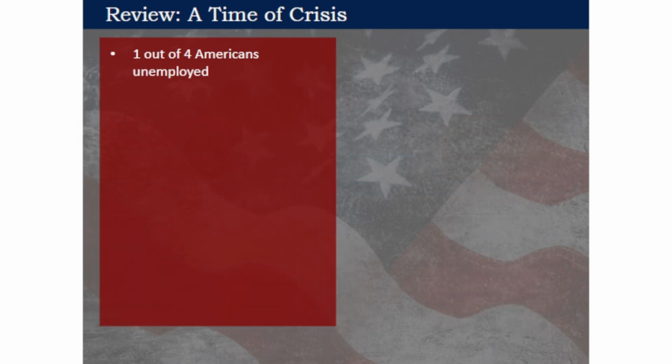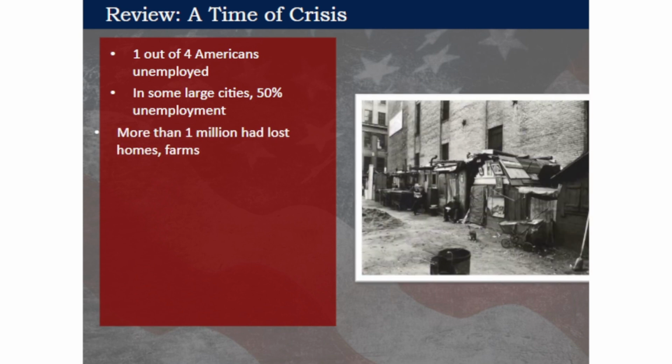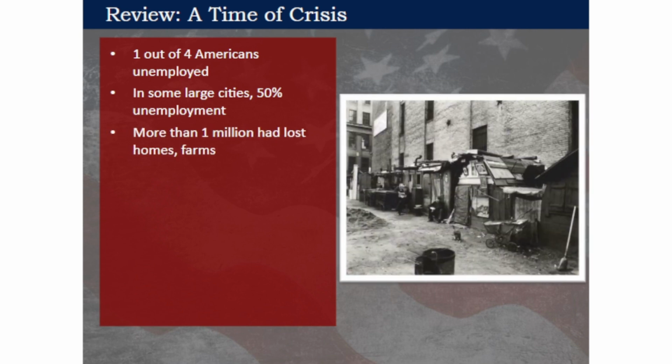Nationwide, about 1 out of 4 Americans willing and able to work was completely unemployed. In some large cities, it was far worse. Half of adults were out of work. More than 1 million Americans had lost their homes or their farms. They had been unable to pay their rents or mortgages. Some survived by moving in with family or friends. Others lived in the streets, in boxes or shacks.